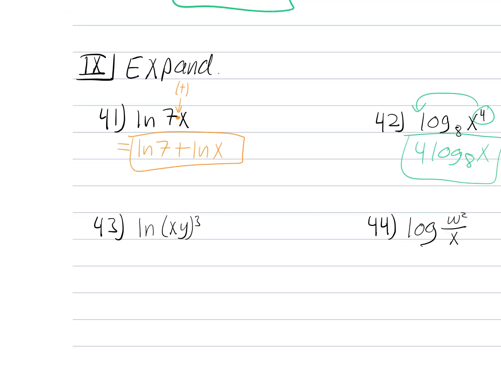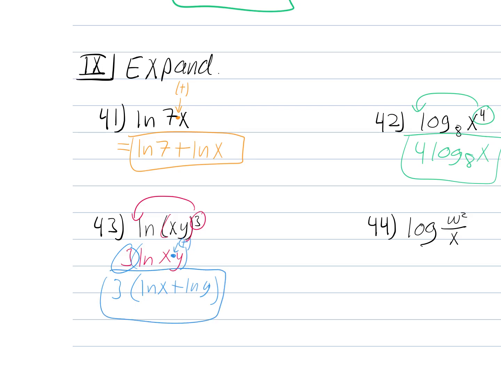Something like this one, notice that I have a ln of xy to the third power. This whole thing is being raised to the third power. We see parentheses. So I'm first going to take out that 3 ln of xy, and then notice that I have an x times y. Times, I know that that's going to be an addition between logarithms. So it's going to be ln of x plus ln of y. And then this 3 is being multiplied to this entire thing, so I'm just going to write it out front with parentheses. And then it's going to look something like that.